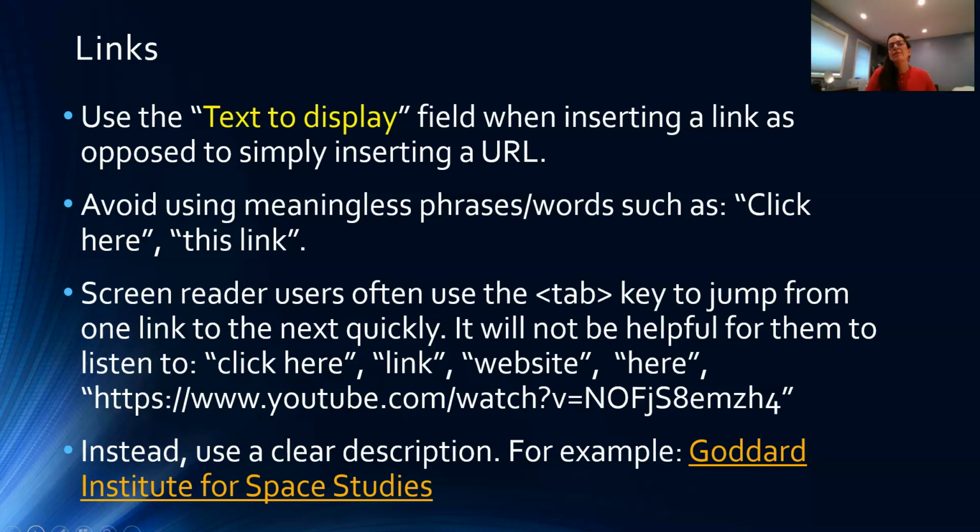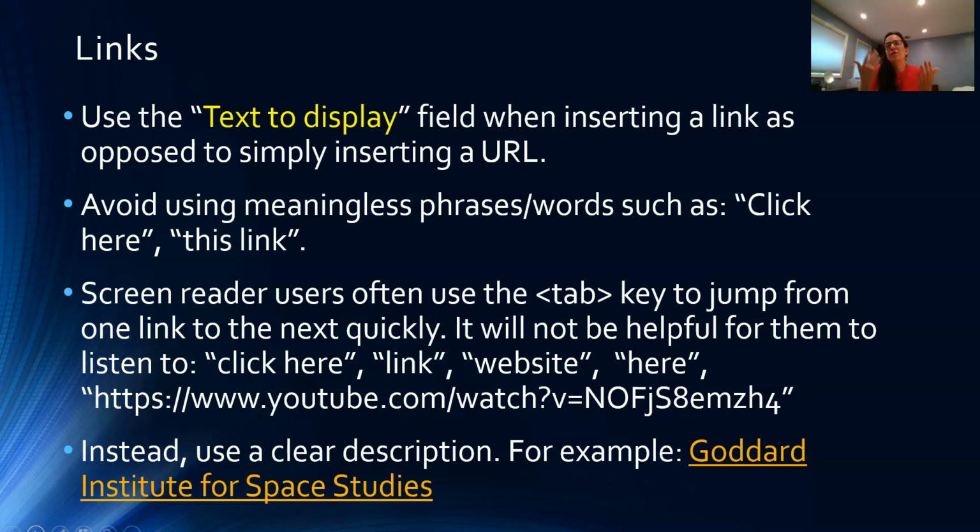So for accessibility, what you should do is use the text to display field when you insert your link. And I think that some applications are doing that now automatically. But if not, you can use the text to display field to enter a text that actually makes sense. What is that hyperlink taking you to? For example, I could use a hyperlink to go to the Goddard Institute for Space Studies website, and in the text to display on the hyperlink, I will enter exactly that, Goddard Institute for Space Studies.